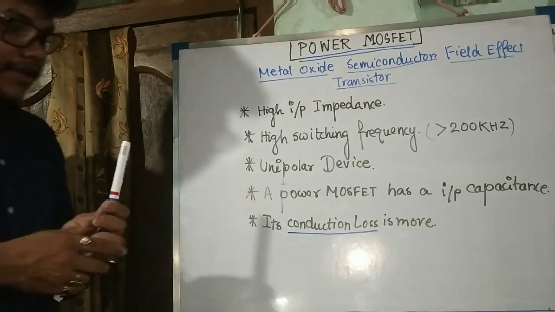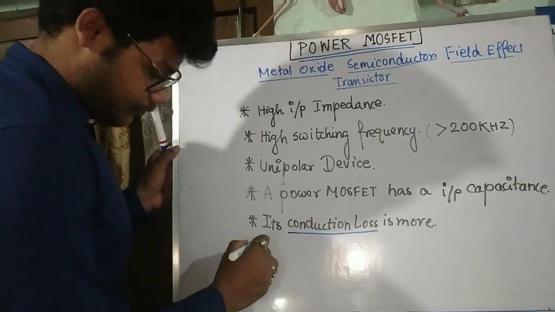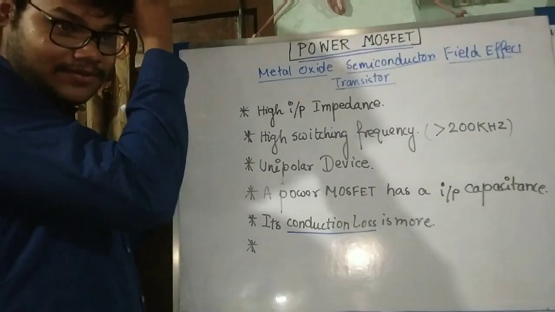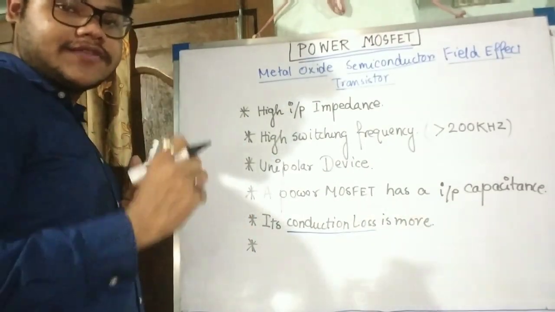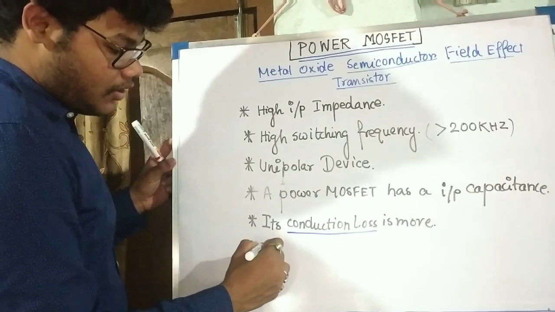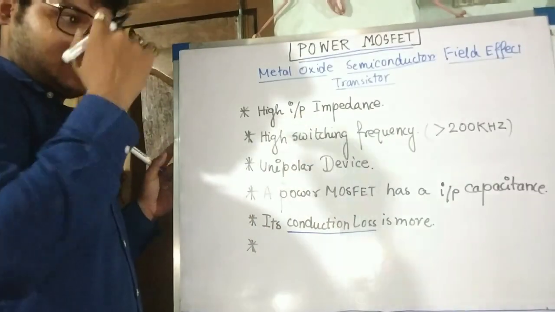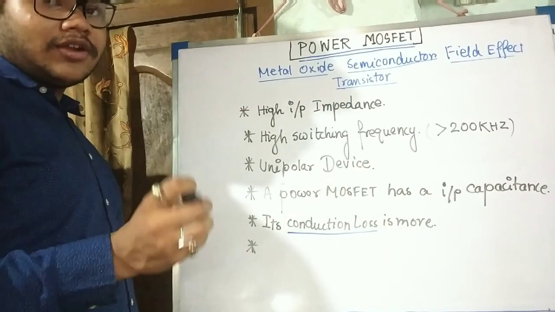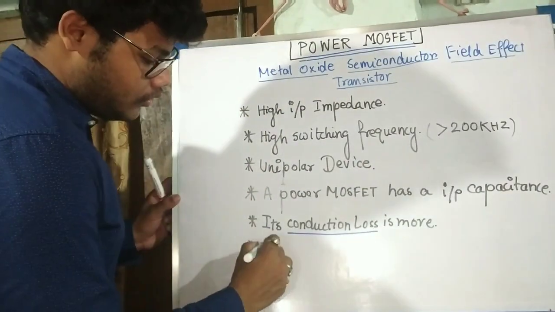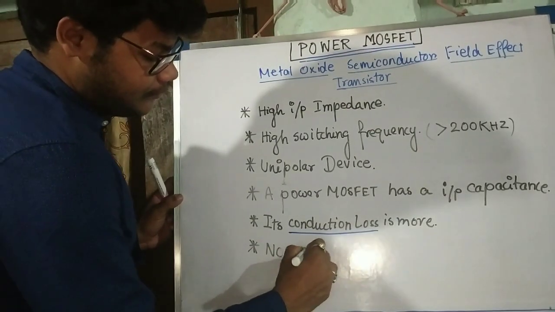And there is no secondary breakdown. One major problem of power BJT is that it suffers from secondary breakdown. But in power MOSFET, the manufacturers or engineers have eliminated the secondary breakdown problem. So, no secondary breakdown.